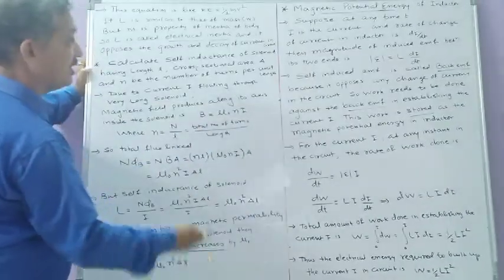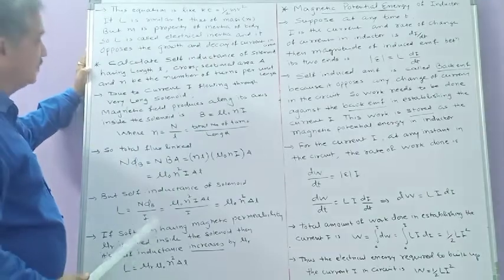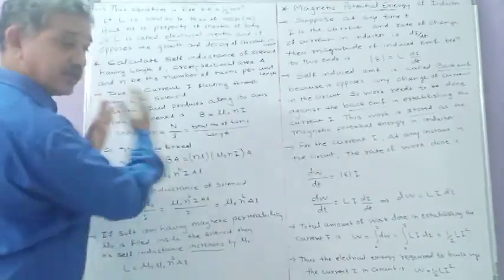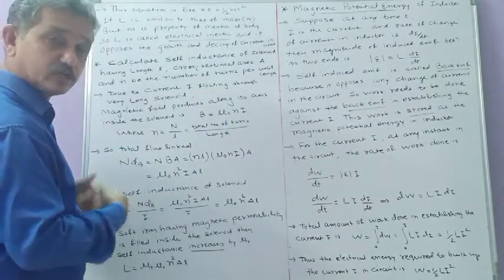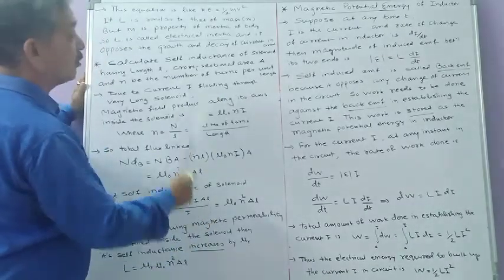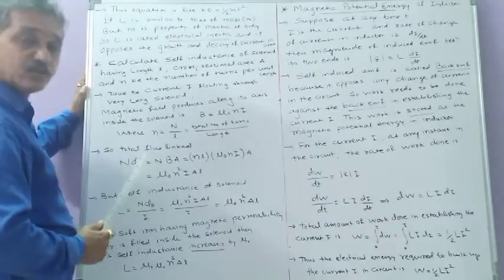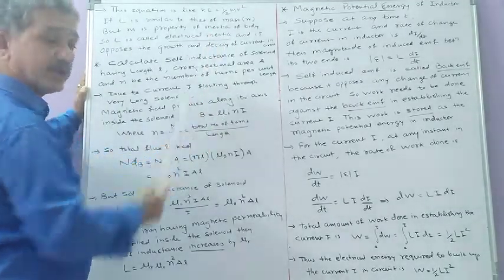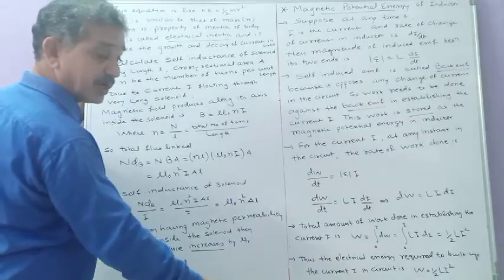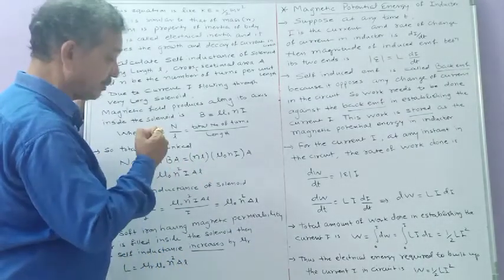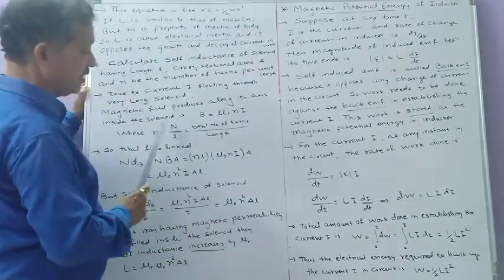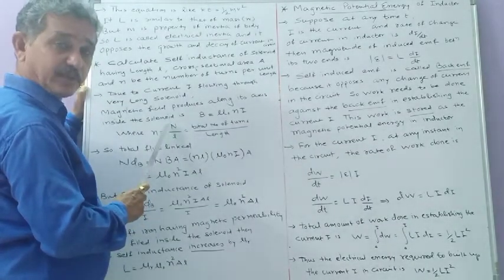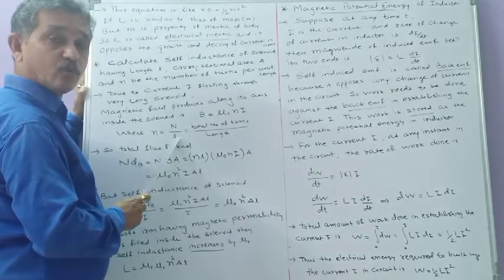Now there is one small example. Calculate the self-inductance of a long solenoid. Its length is very, very large compared to its radius; then it is called a long solenoid. It has cross-sectional area capital A equal to pi r square, and small n is the number of turns per unit length. The total number of turns is capital N and its length is small l. Suppose N equal to 1000 and l equal to 50.